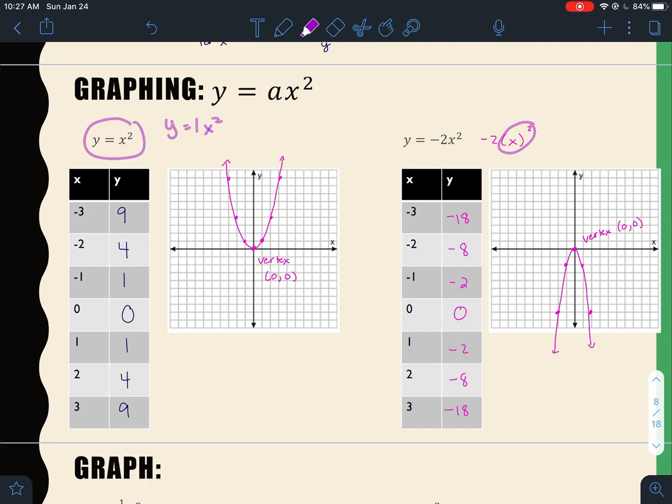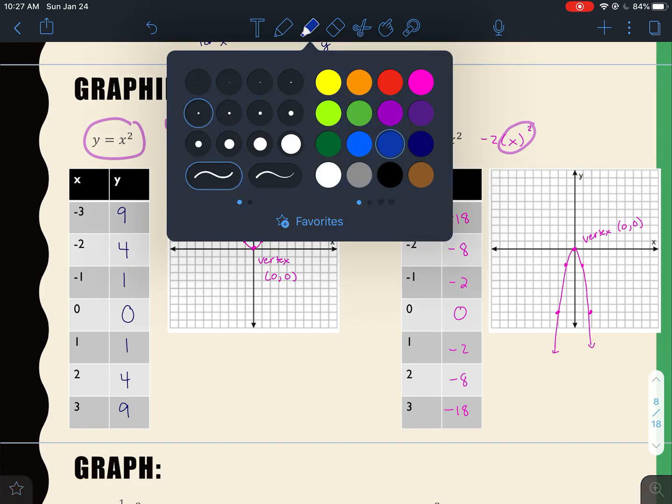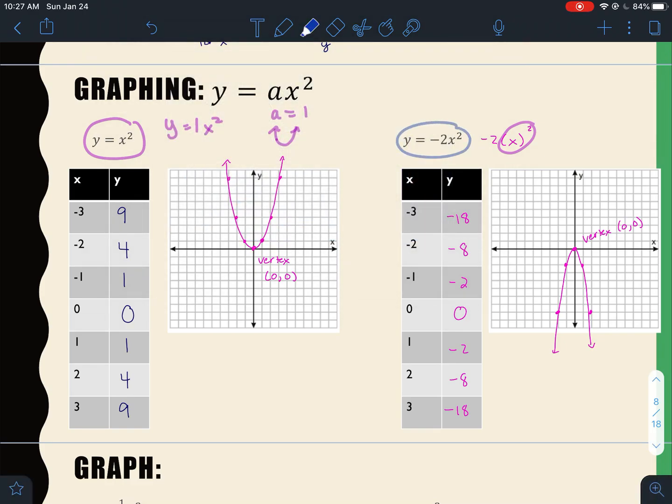and it's a positive 1. So a was positive 1. And notice, if a is positive, the graph is going to open up towards the sky. And in this second example, I have y equals negative 2x squared. So a is negative 2. So if a is negative, the graph is going to open down, or it's going to look like a frown. So if a is negative, the parabola looks like a frown, or it's a sad face.